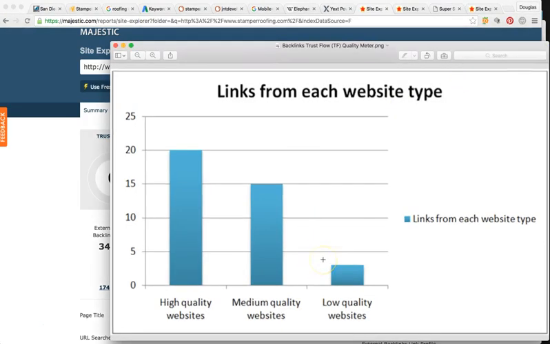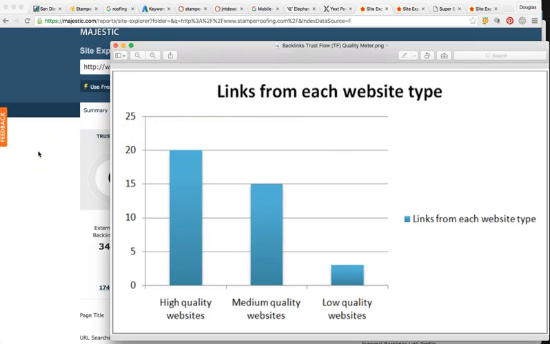Let me show you this chart. Obviously, you probably know a zero is not a good thing. Right here at a zero, you're not even meeting low quality. Medium quality is at a 15. High quality is at a 20. So this is your trust flow quality meter. All the links that we can provide you are actually above 20, 25, even over in the 30s.